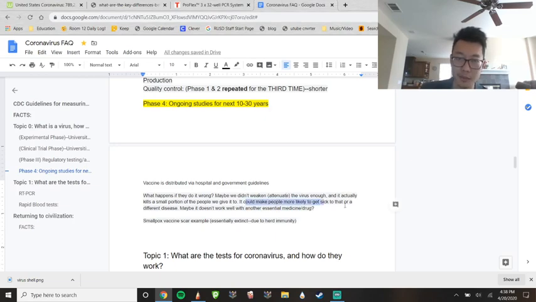Or it could make people more likely to get sick because it actually weakens us too much. Or that vaccine could pick up genetic material from a different disease because they didn't account for that. That could also kill us. And then also, maybe it doesn't work well with another essential medicine or drug. Maybe you have diabetes and you have to take something. It doesn't mix well with that vaccine and actually makes you sicker.